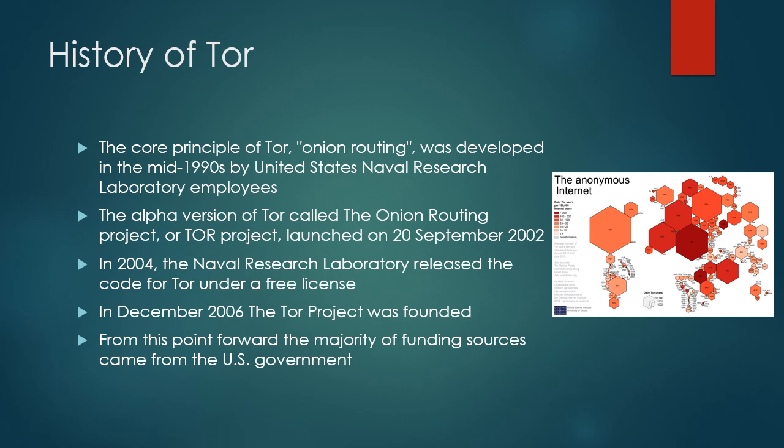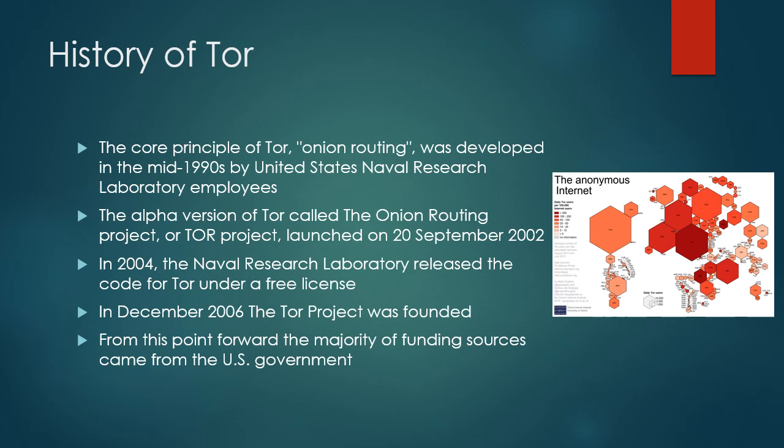The alpha version of Tor, which was developed by Syverson and computer scientists Roger Dingledine and Nick Mathewson, was then called the Onion Routing Project, or the Tor Project for short, and was launched on September 20th, 2002. Tor was publicly released 1 year later.